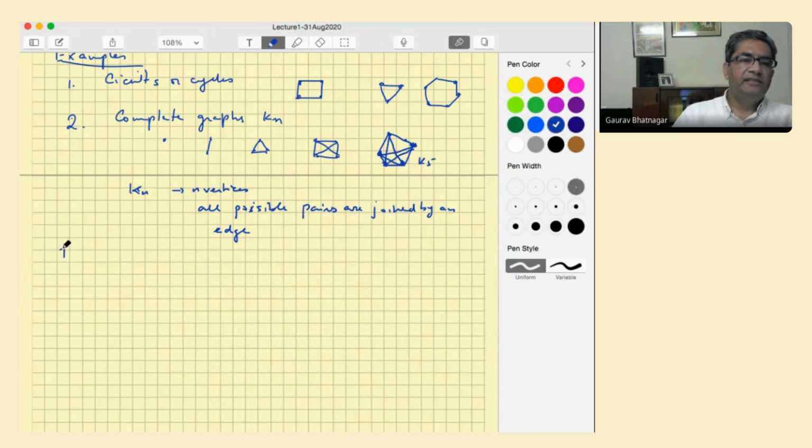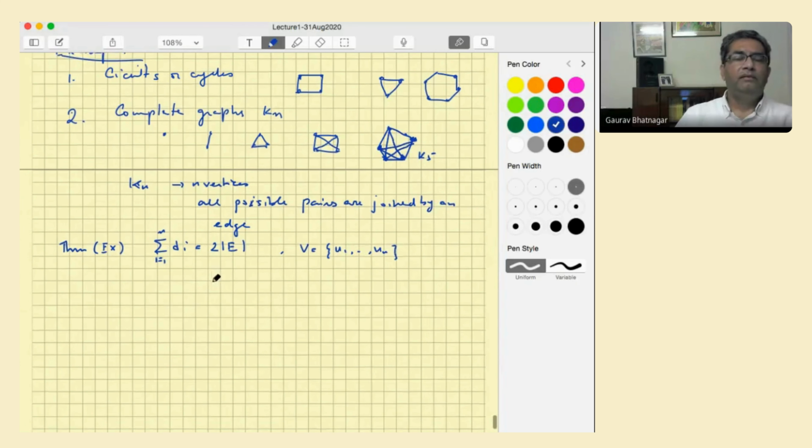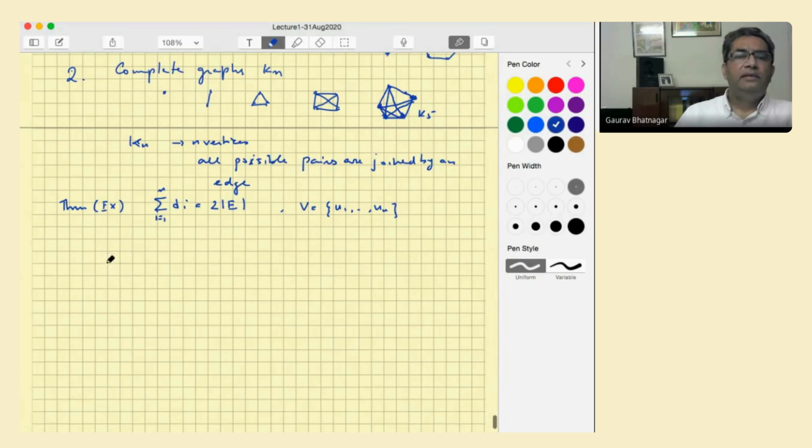There is an exercise that the summation of di is equal to 2 times the number of edges, where the sum is over the vertices u1 to un. This is in your homework, I think.